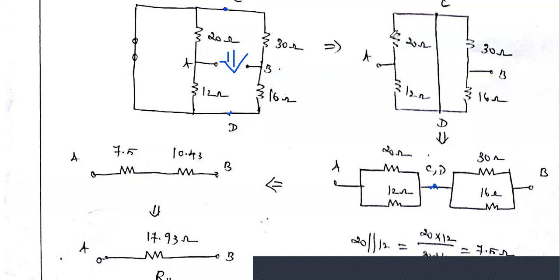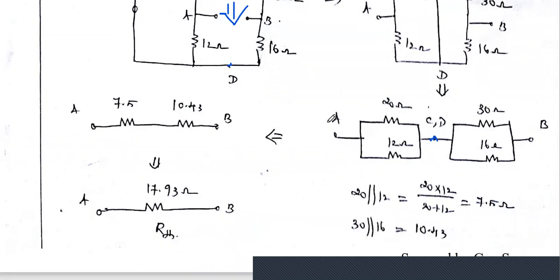A to C, 20 ohm resistor connected. A to D, 12 ohm is connected. Similarly, C to B, 30 ohm. B to D, 16 ohm. So you see the diagram, we can draw like this. So across this AB, we have to find the resistance value.